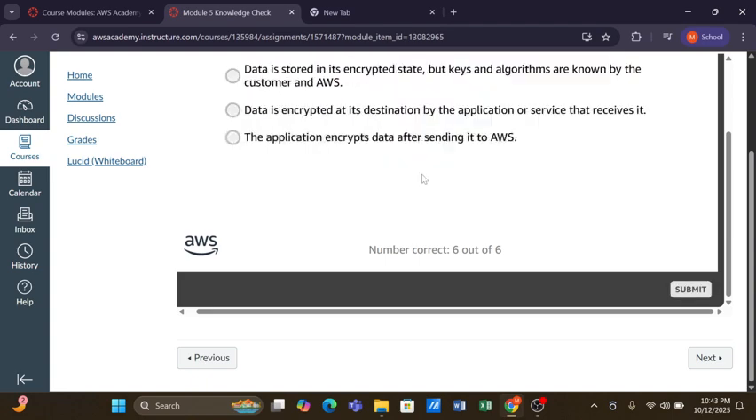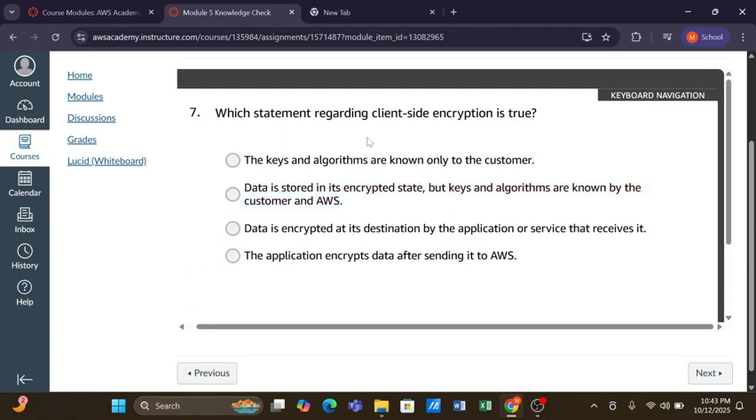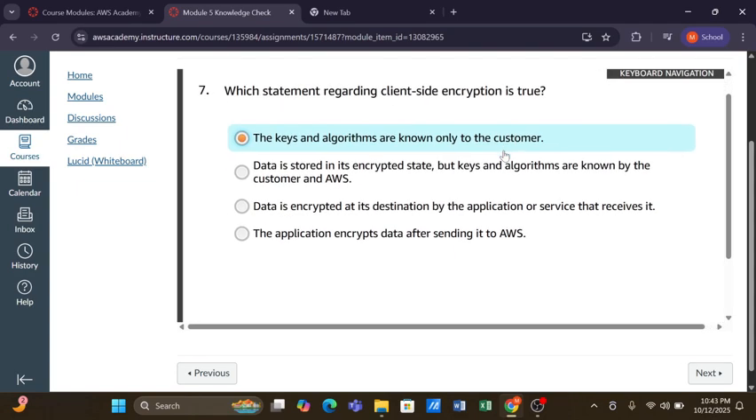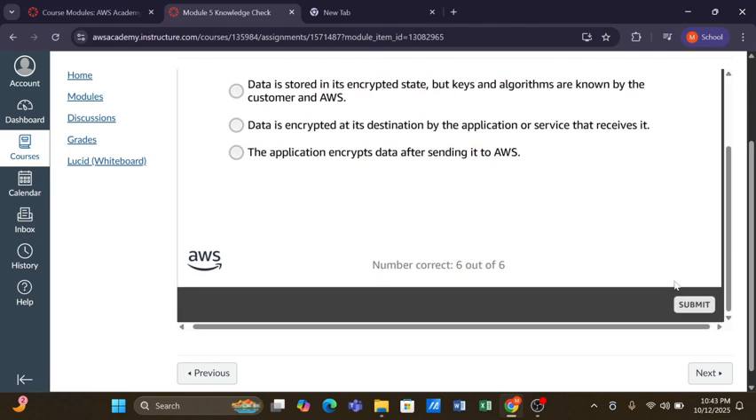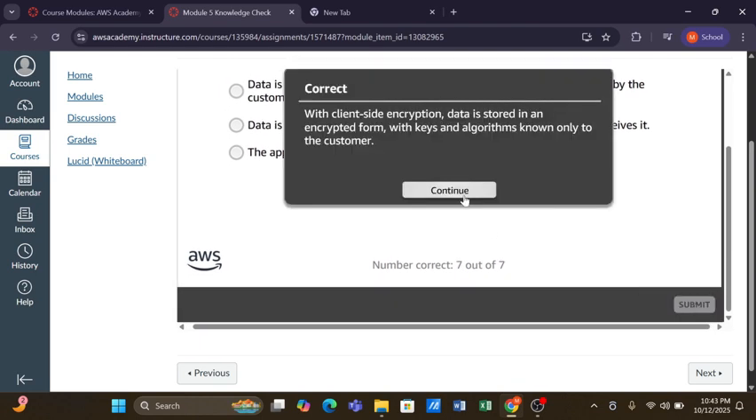Now on to the next question. Which statement regarding client-side encryption is true? The keys and algorithms are known only to the customer. Data is stored in its encrypted state, but keys and algorithms are known by the customer and AWS. Data is encrypted at its destination by the application or service that receives it. The application encrypts data after sending it to AWS. The keys and algorithms are known only to the customer, because for client-side encryption, the keys and the algorithms will be known on the customer side. That is correct.